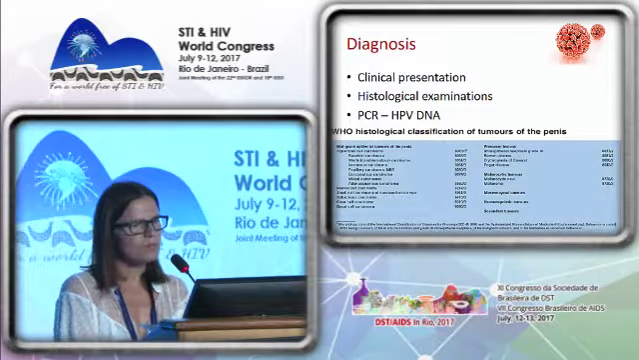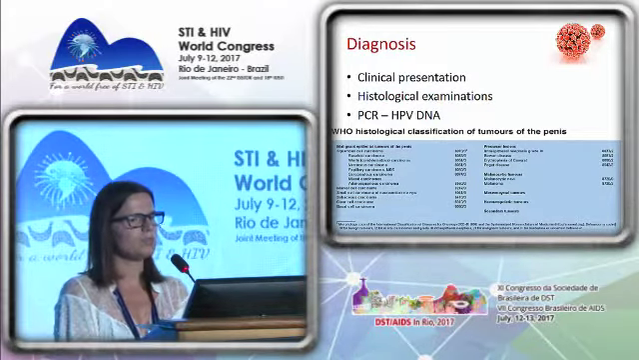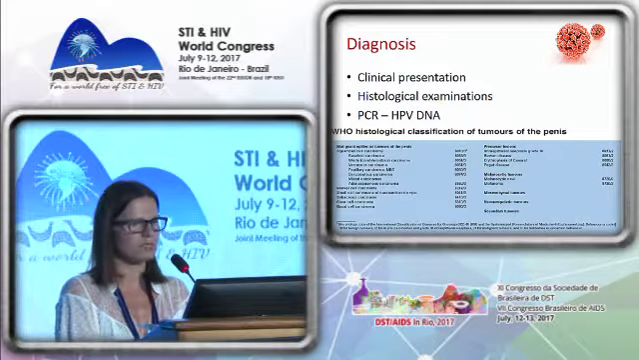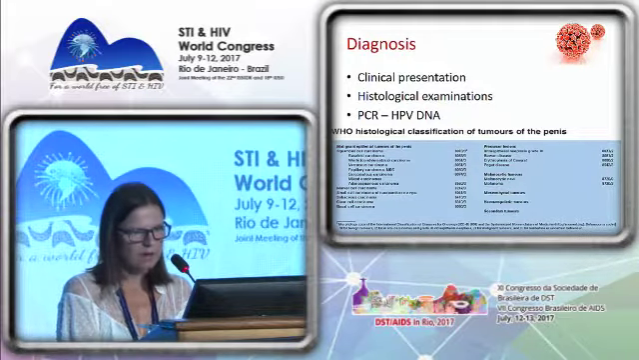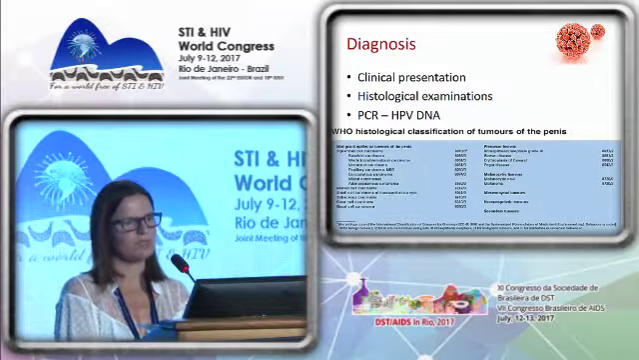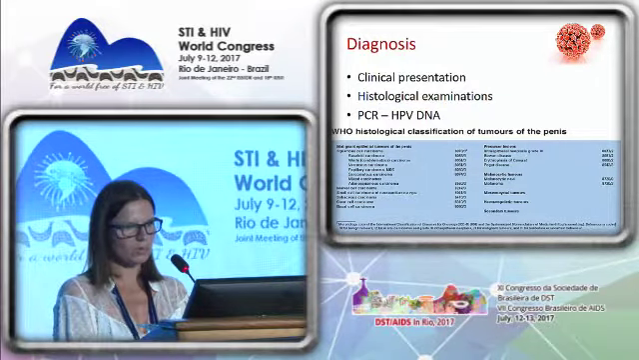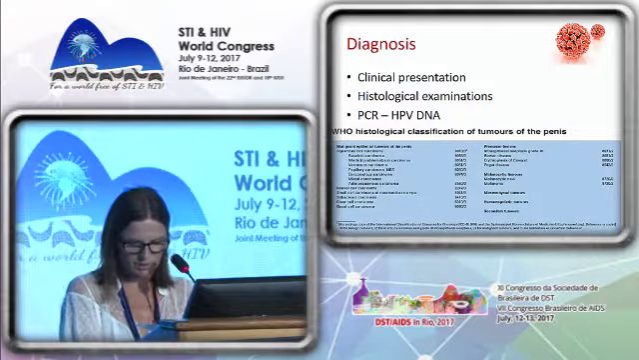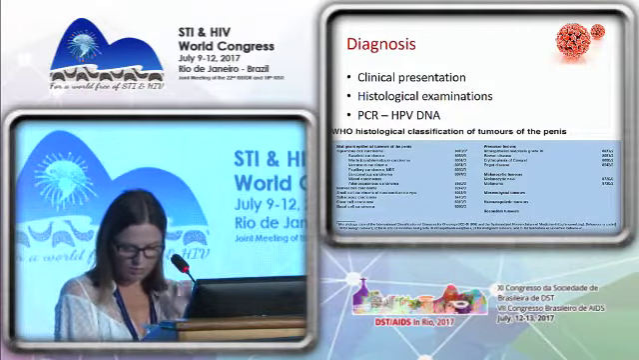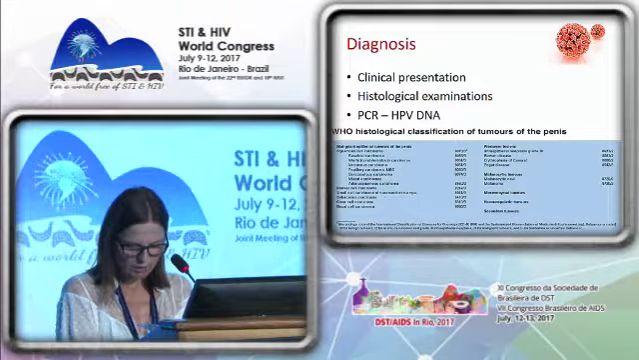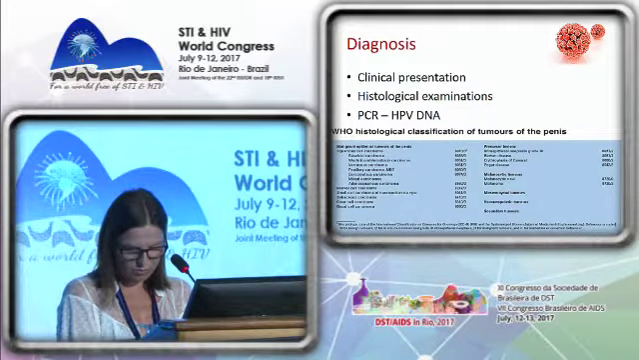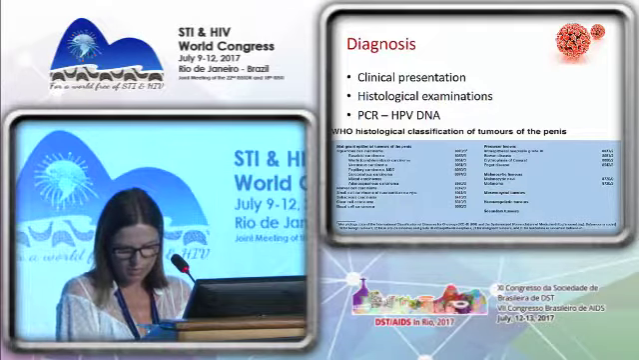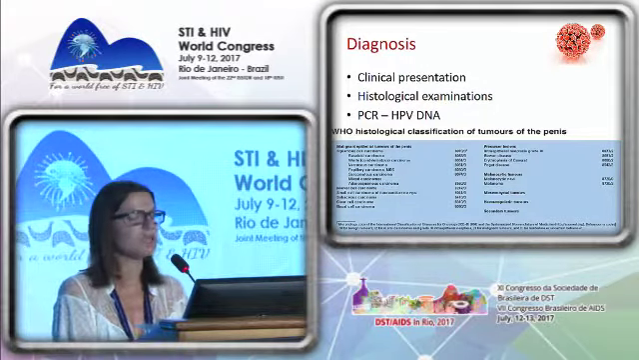The diagnosis is based on clinical presentation, histological examination, and PCR for HPV DNA. But the diagnosis rests on histological examination, where the tumor shows papillae with acanthosis without fibrovascular cores, and the tumor border is regular, broad, and pushing. Koilocytic changes are not always evident, which means that verrucous carcinoma is considered not to be always HPV related.